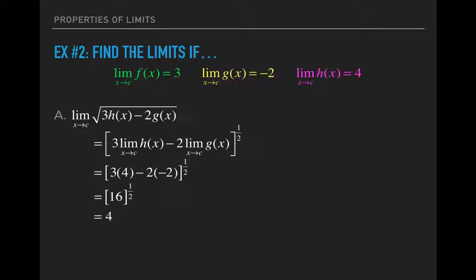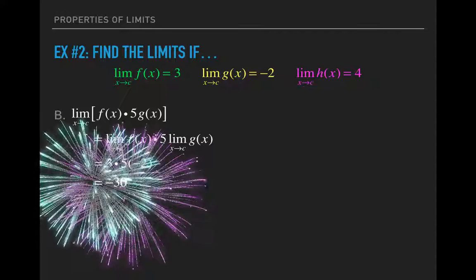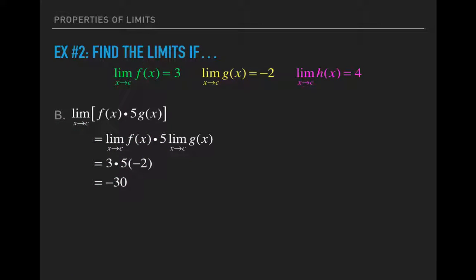Moving on now to letter B. We're taking the limit of the product of the f function times 5 times the g function. So a lot of multiplication happening here. So it's really just the limit of your f function times 5 times the limit of your g function. That would be 3 times 5 times -2, which gives you -30. All right, that was letter B.